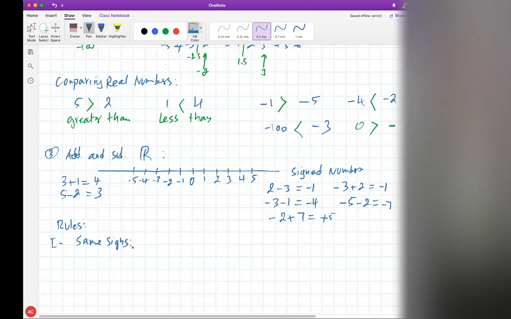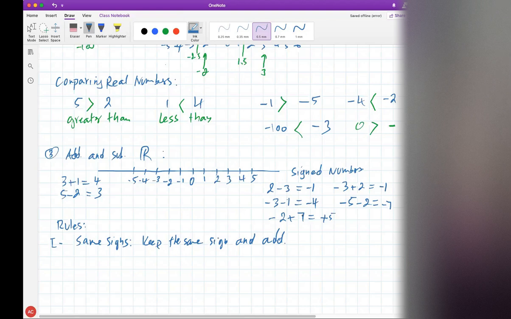So we said same signs. We keep that sign. Okay, keep the sign. Same one we talked about here. And what is the operation again? What do we do with the numbers to get the value? We add. Okay, so keep the same sign and you add the two numbers.